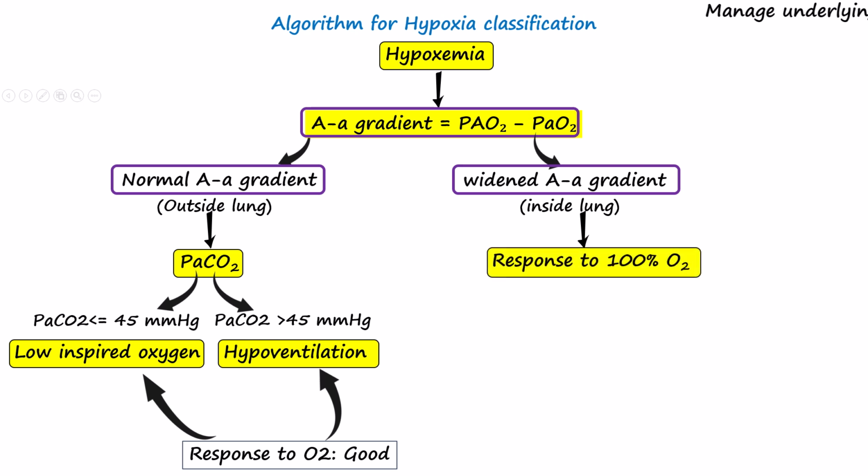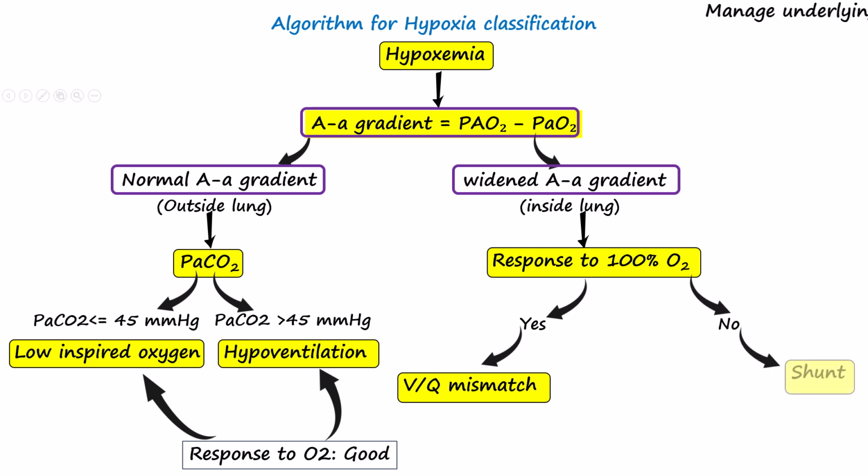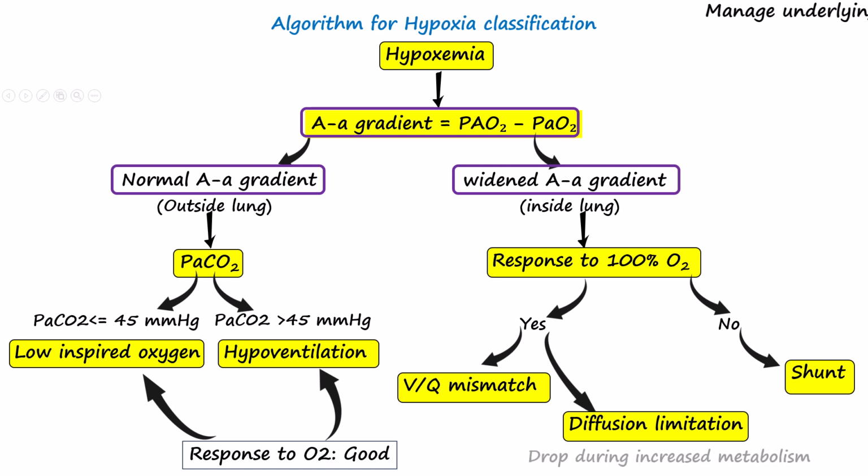If the oxygen level rises after 100% oxygen administration, the issue is likely a ventilation-perfusion mismatch, as seen in conditions like chronic obstructive pulmonary disease, ARDS, or pneumonia. If the oxygen level remains low, a shunt is probable, such as in severe pneumonia, severe acute respiratory distress syndrome and cyanotic heart disease. If oxygen levels drop during exercise, a diffusion limitation, such as pulmonary fibrosis, may be the cause.